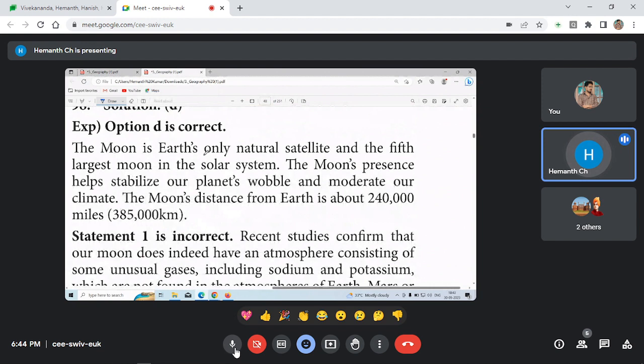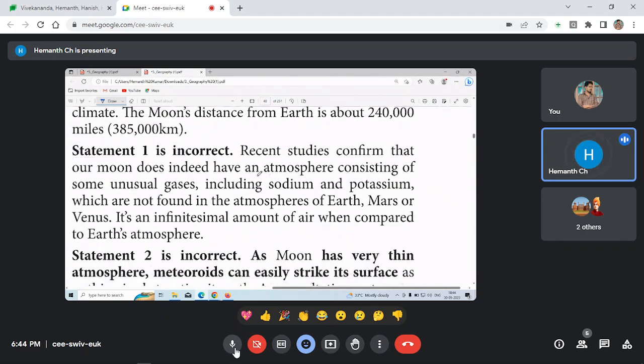The moon is the only Earth's satellite and is the fifth largest moon in the solar system. The moon's presence helps stabilize our planet's wobble and moderate our climate. The moon's distance from the Earth is around 2,40,000 miles.